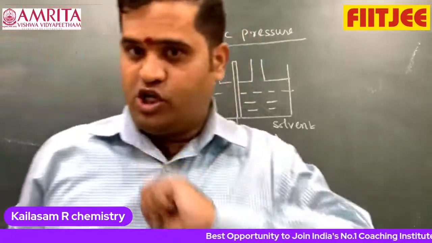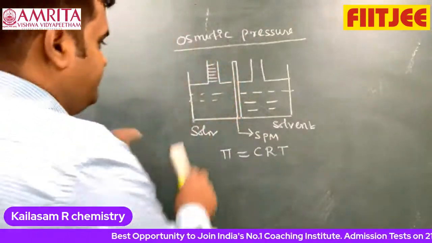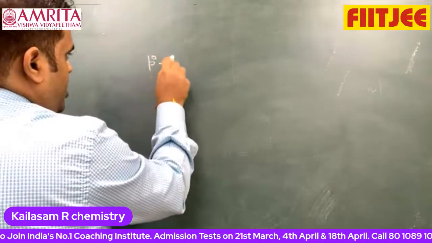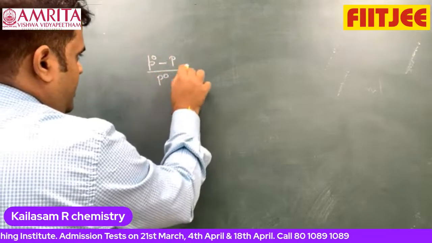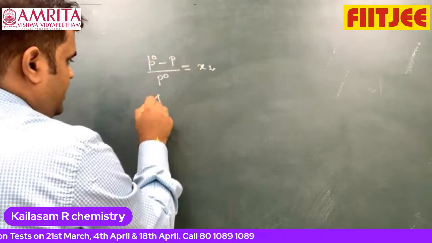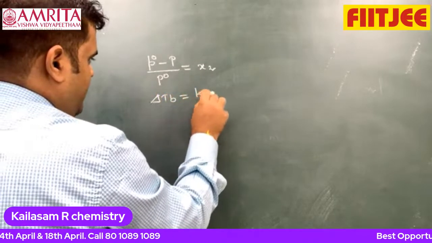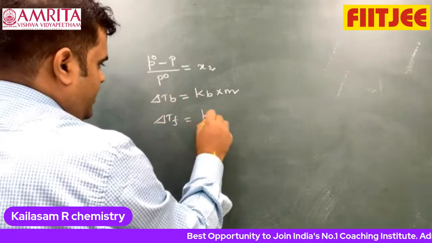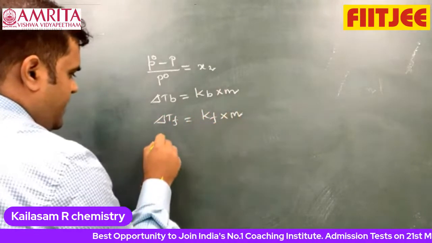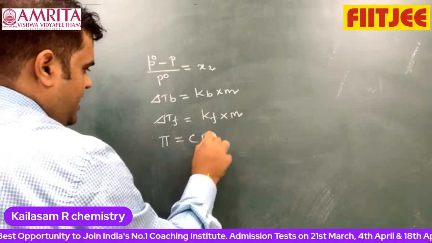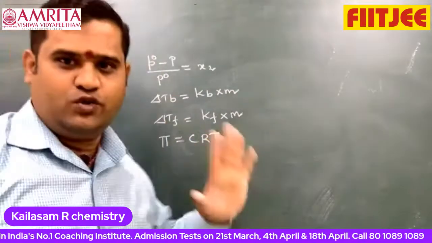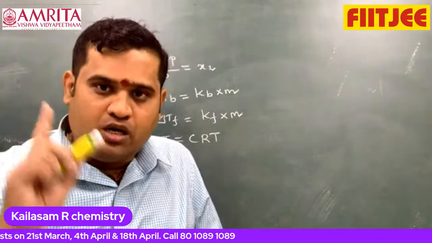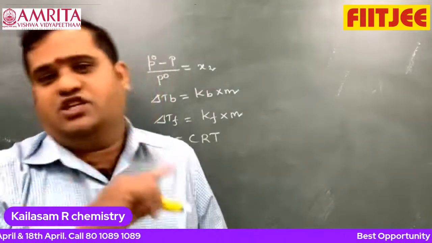So now I have given the 4 equations. What are the 4 equations? Listen to me. P naught minus P by P naught is equal to X2. Delta Tb is equal to Kb into m. Delta Tf is equal to Kf into m, and pi is equal to CRT. Look at this. These 4 equations are only applicable for non-electrolytes, which means the solute should not undergo any dissociation or association.